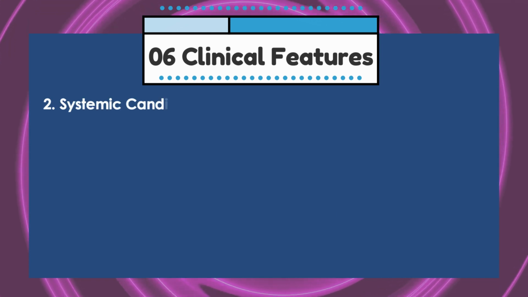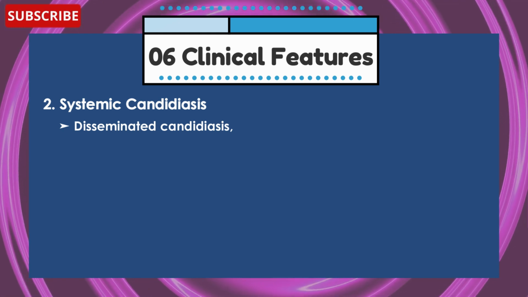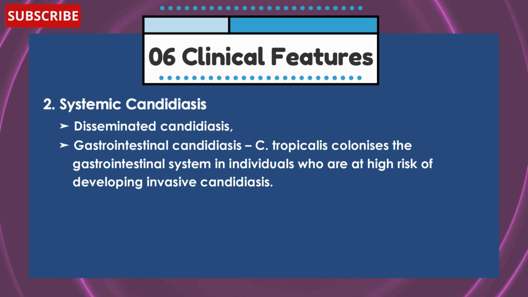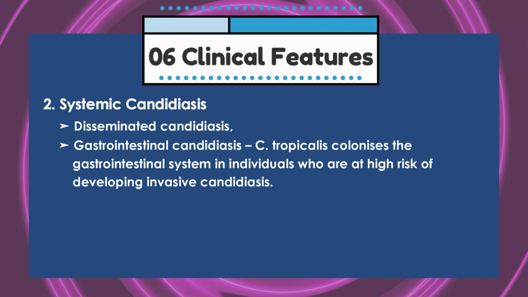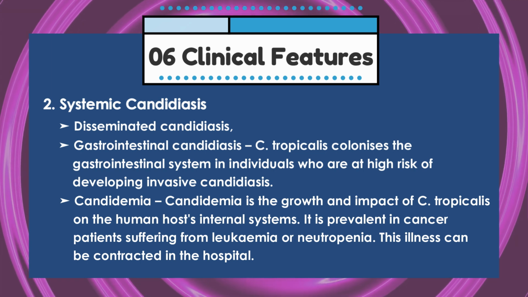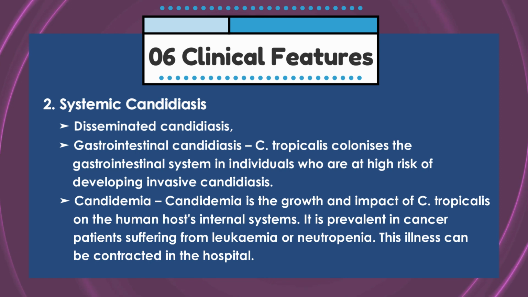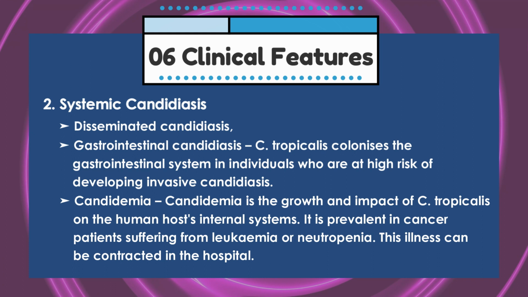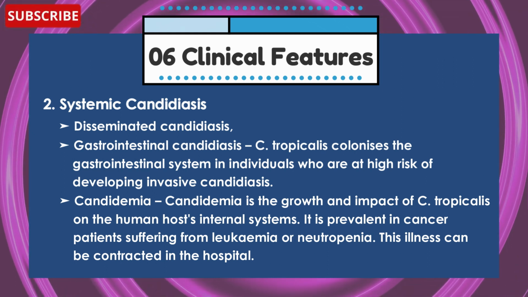Number 2. Systemic candidiasis includes disseminated candidiasis and gastrointestinal candidiasis. Candida tropicalis colonizes the gastrointestinal system in individuals who are at high risk of developing invasive candidiasis. Candidemia is the growth and impact of Candida tropicalis on the human host's internal systems. It is prevalent in cancer patients suffering from leukemia or neutropenia. This illness can be contracted in the hospital.